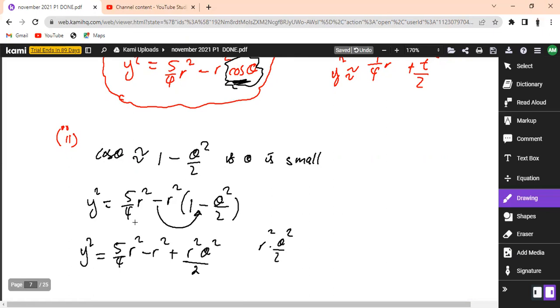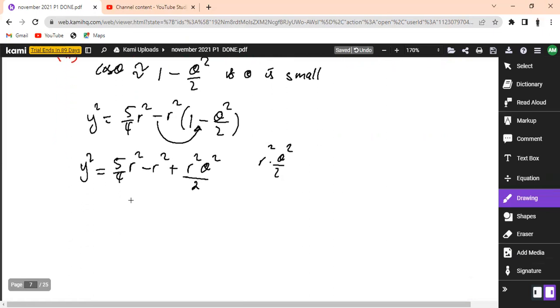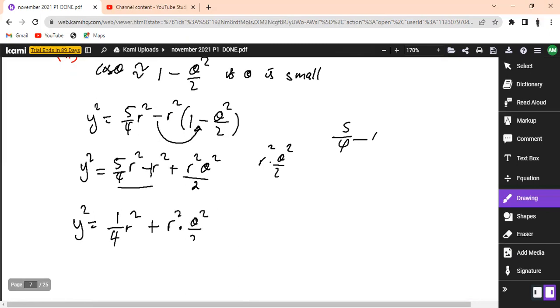Why am I trying to write this in this format? I'll explain it later. Let us collect like terms first. Here I've got like terms. These two are like terms. This is same as 1 here, so it's 5 over 4 minus 1, and this is 1 over 4, so it's going to be 1 over 4 r squared plus, here I said we can separate like this, which is going to be r squared times theta squared over 2. It's just one and the same thing here.